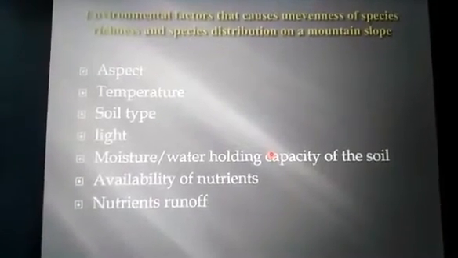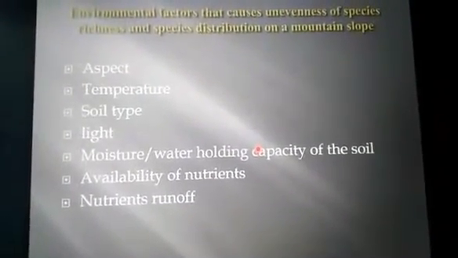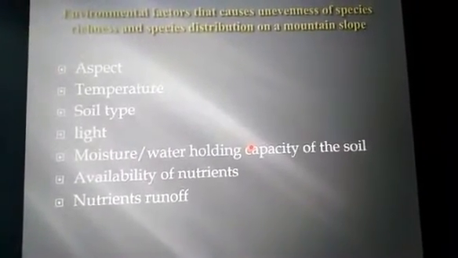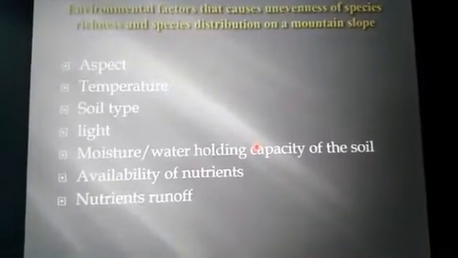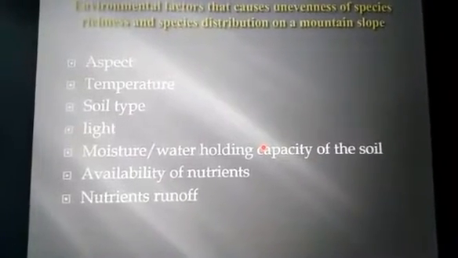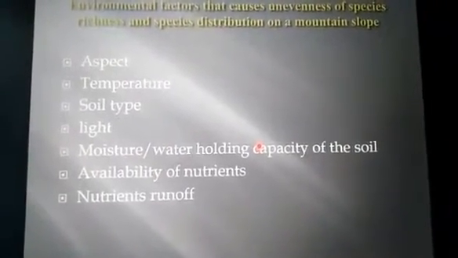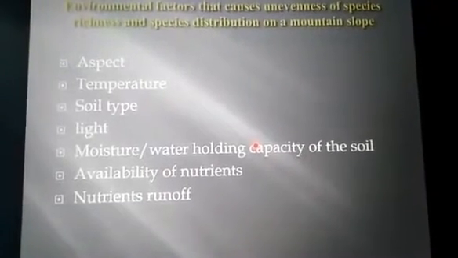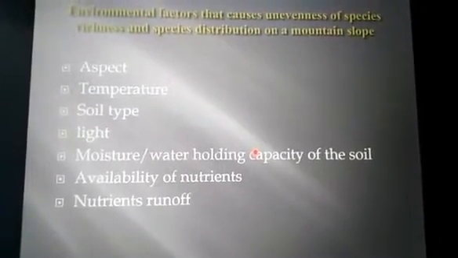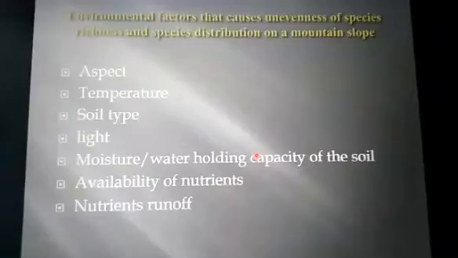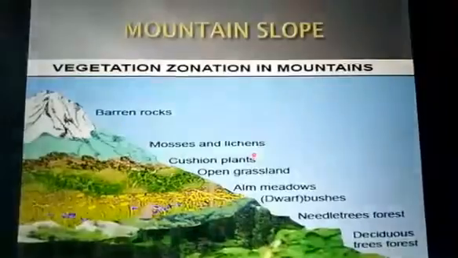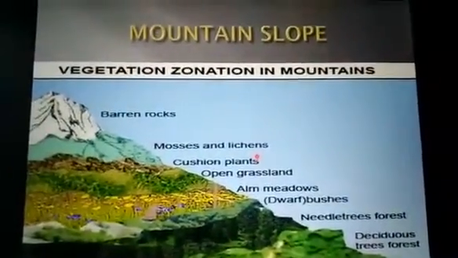So those conditions include the environmental factors that cause unevenness in species richness and also species distribution on a mountain slope. So those factors include what we call aspect, temperature, soil type, light, moisture, availability of nutrients, and also what we call nutrient runoff. So we're going to explain this separately. So this is how we view a mountainous slope.